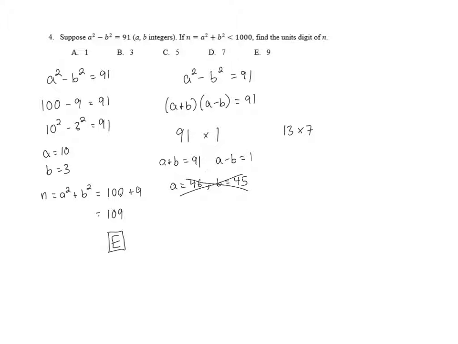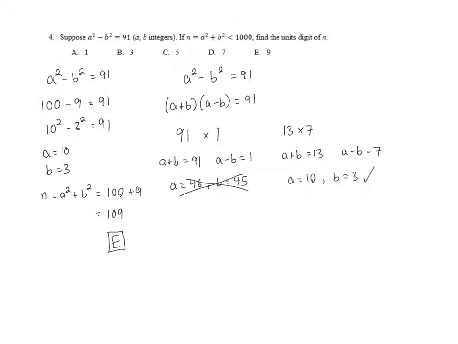If we look at 13 times 7, we might have a plus b equals 13 and a minus b equals 7. If you solve this system of equations, you end up with a equals 10 and b equals 3, which, as we saw earlier, satisfies all the conditions we want. And you go through the steps that we went through earlier to end up with answer choice E.